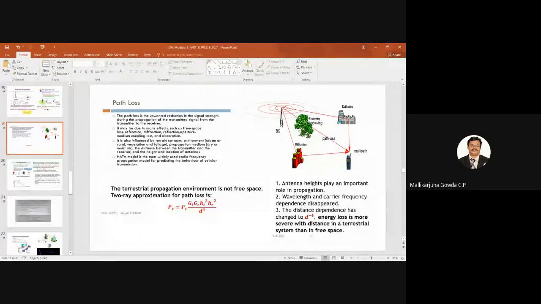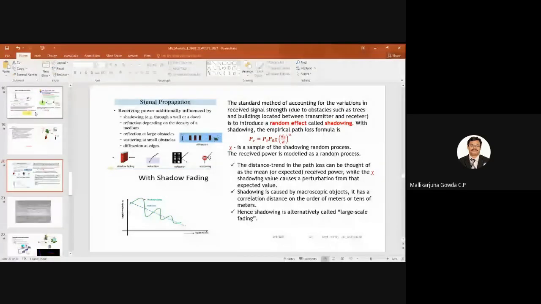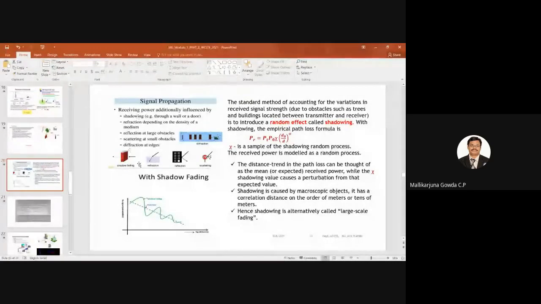So the next thing is shadowing. Again to repeat, I have taken here how the received power will be additionally influenced by what factors, that is shadowing. Shadowing is basically the propagation of a signal through a wall or a door. That is why, with respect to this diagram, it is shown.